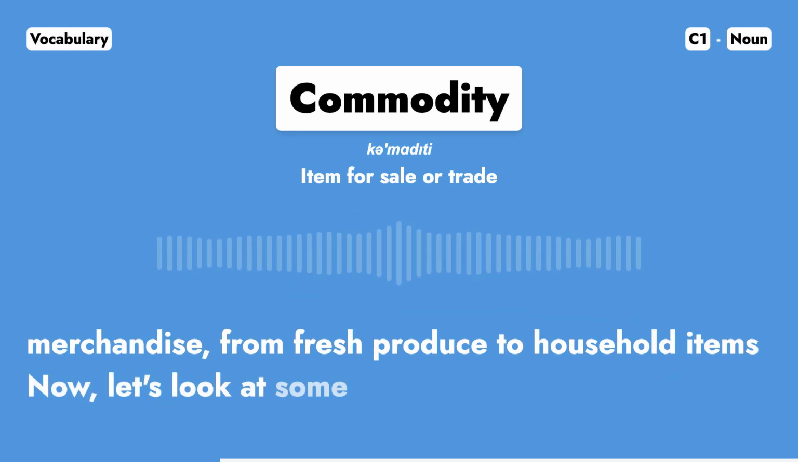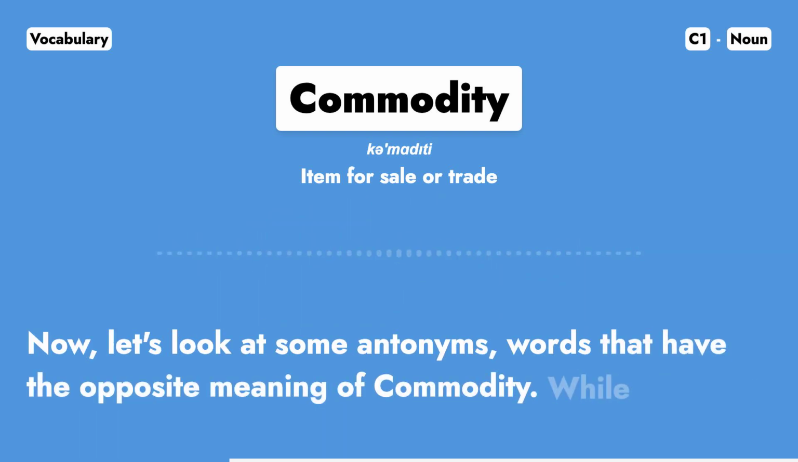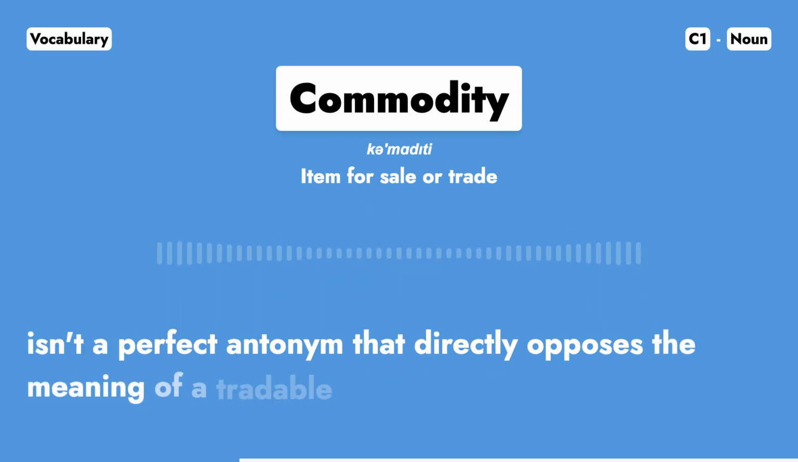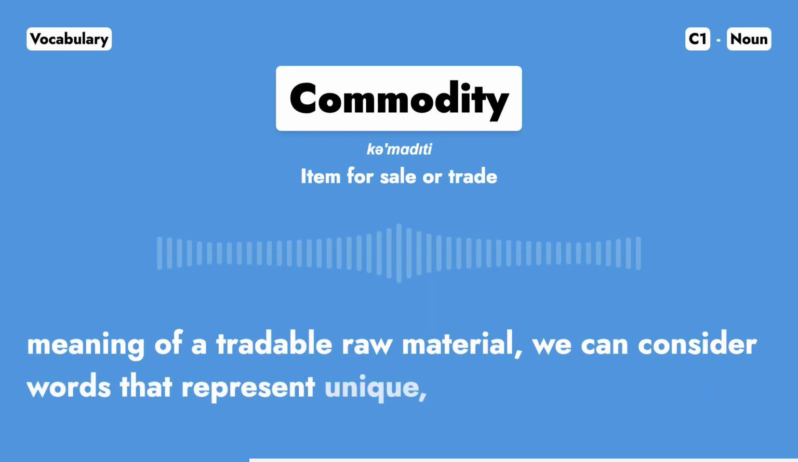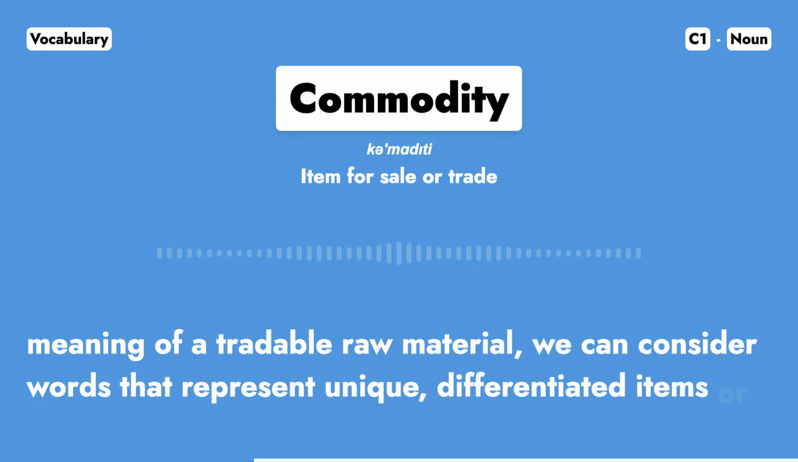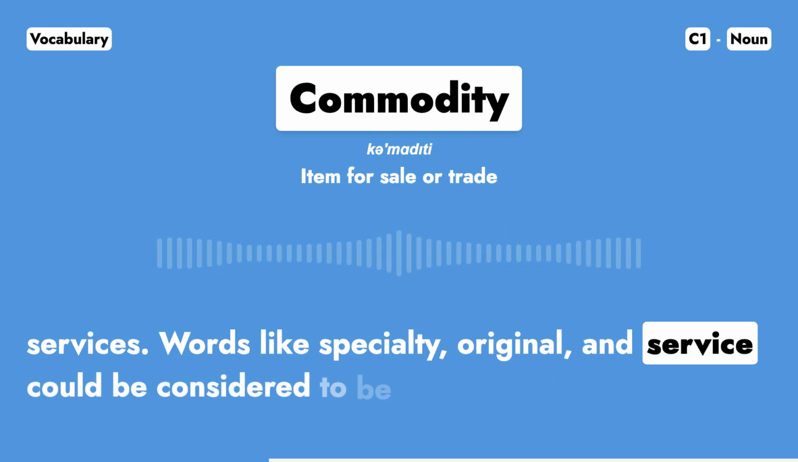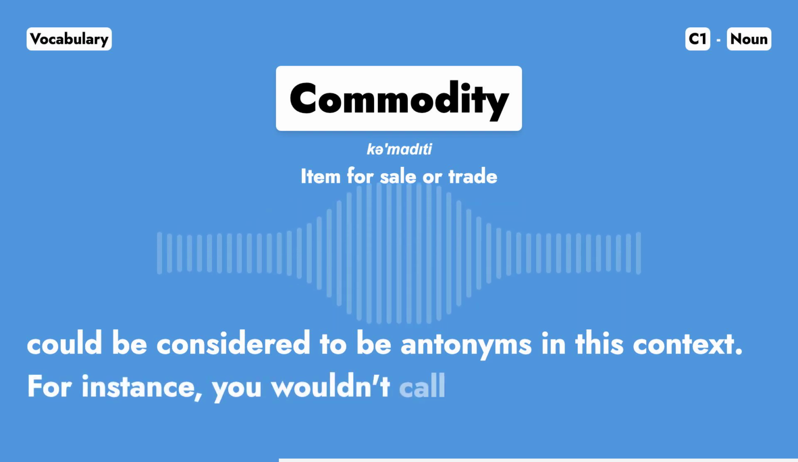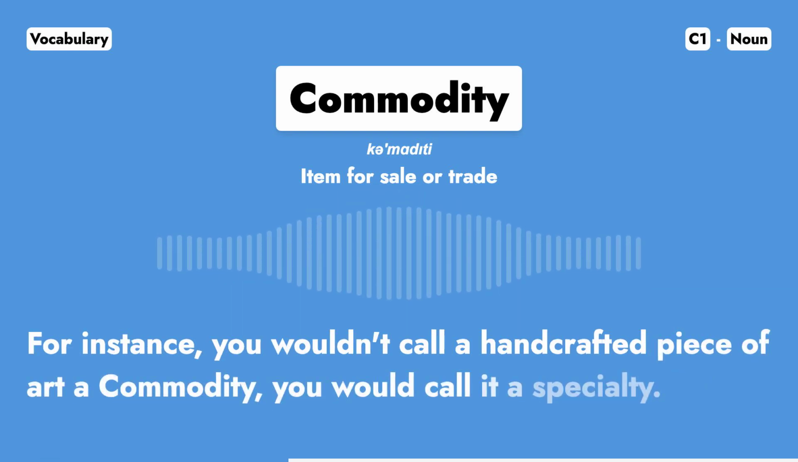Now, let's look at some antonyms, words that have the opposite meaning of commodity. While there isn't a perfect antonym that directly opposes the meaning of a tradable raw material, we can consider words that represent unique, differentiated items or services. Words like specialty, original, and service could be considered to be antonyms in this context. For instance, you wouldn't call a handcrafted piece of art a commodity. You would call it a specialty.